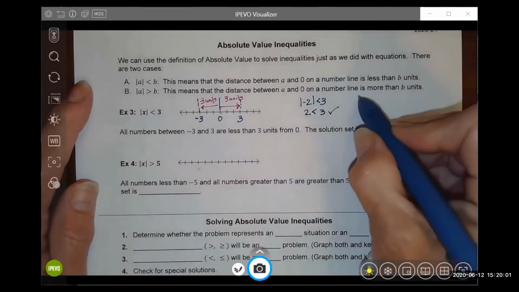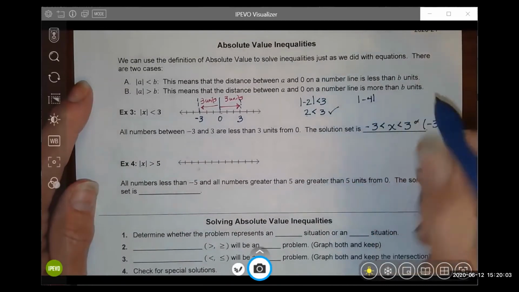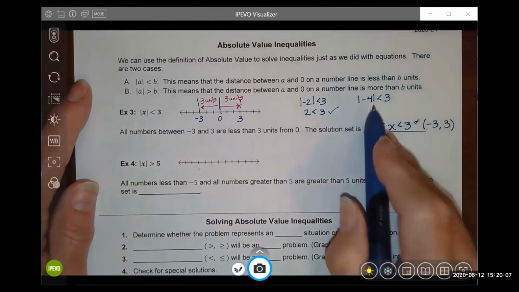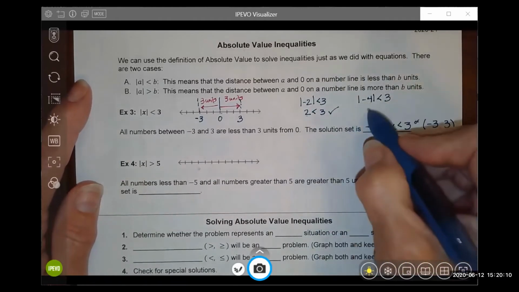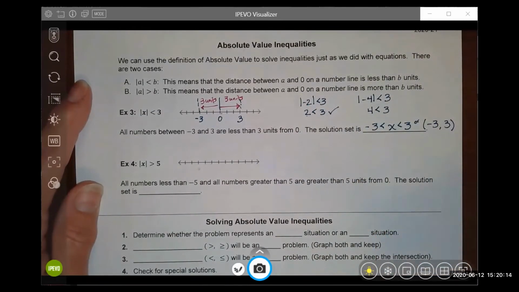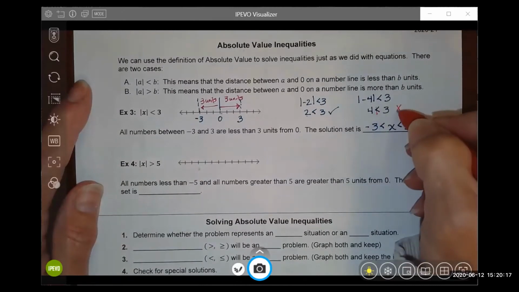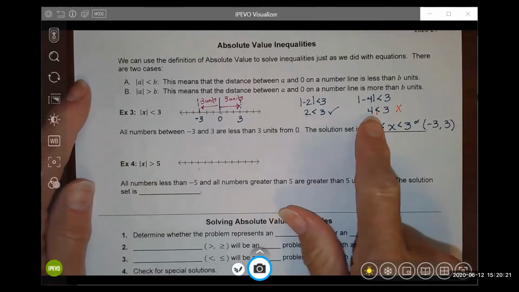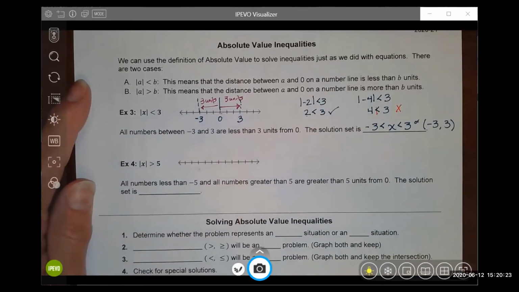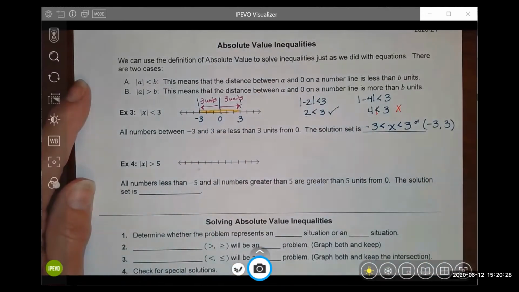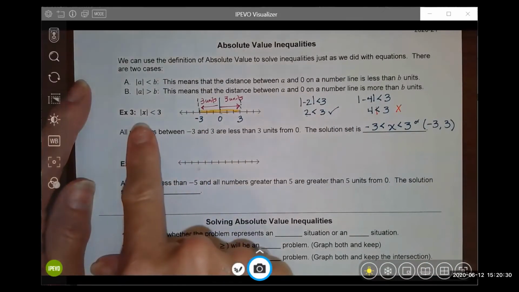I'm going to test another one. What about -4? Is the absolute value of -4 less than 3? Well, -4 is 4 units away from 0. And so I have to ask myself, is 4 less than 3? And the answer is no, it's not. So -4 or +4 for that matter would not lie inside my solution set. I'm going to go ahead and highlight this because that is my solution set. And so that's what an absolute value inequality can look like.